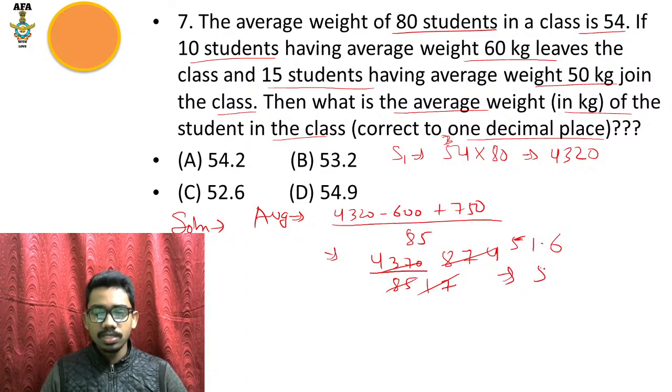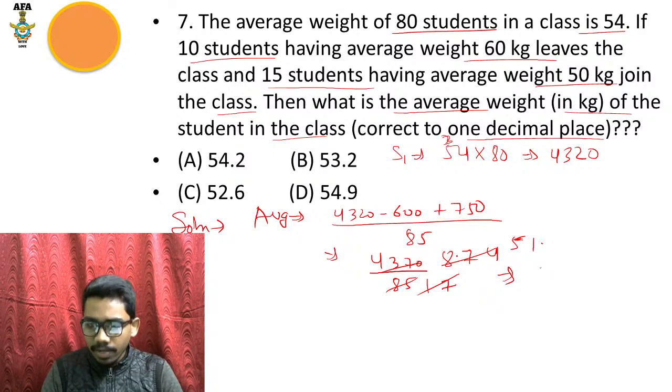17 6s are how much? 60 and 42. 17 5s are 85. Then 34 is left. 17 ones are 17.